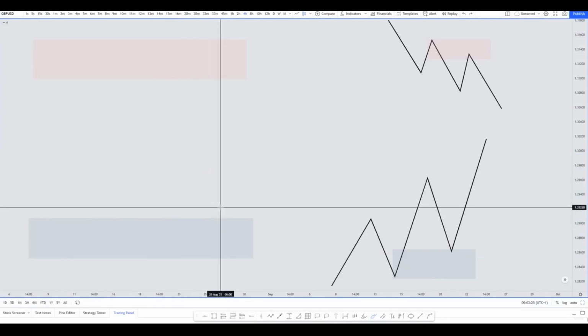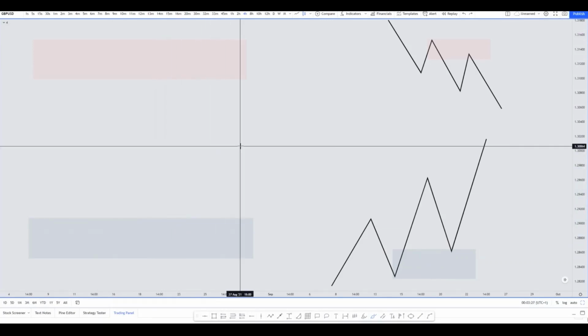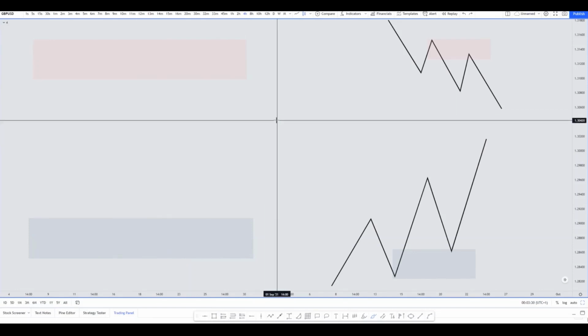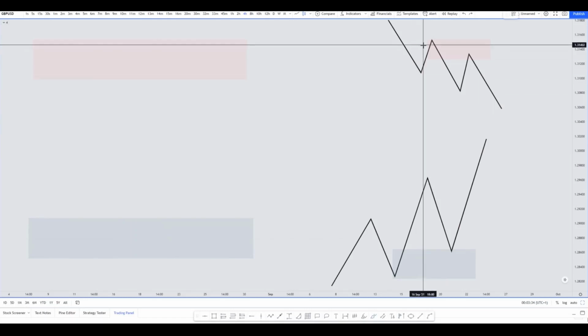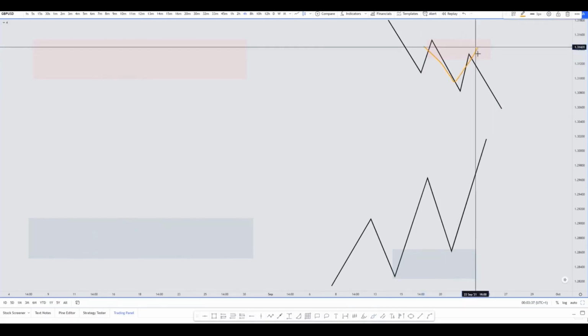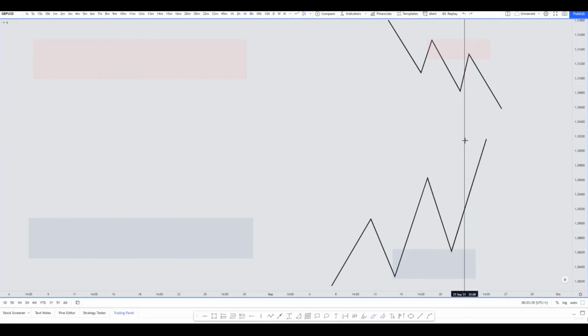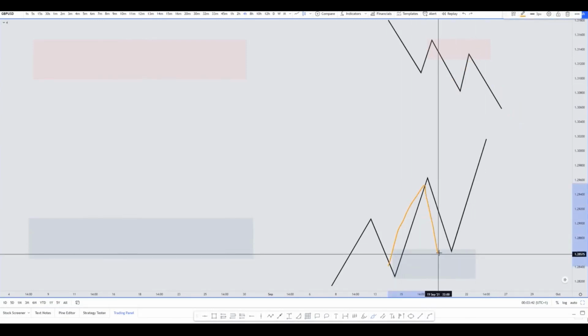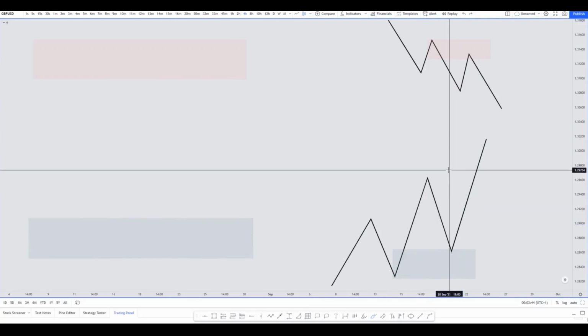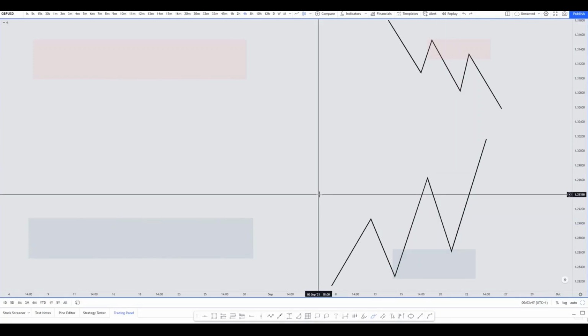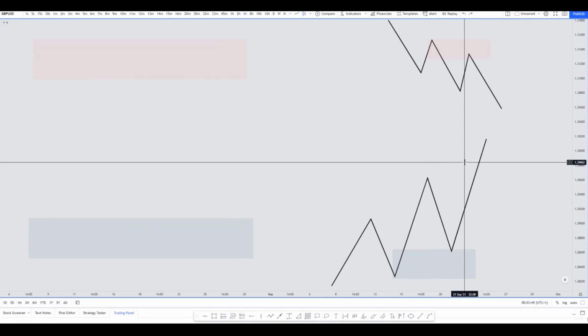Well, the same concept applies to supply and demand in the forex side of things. If we are selling, we're looking to sell off a supply zone. If we are buying, we're looking to buy off a demand zone. Now, there are several different ways to draw and map these. I'm going to show you a couple different ways. How you choose to do it is completely up to you.